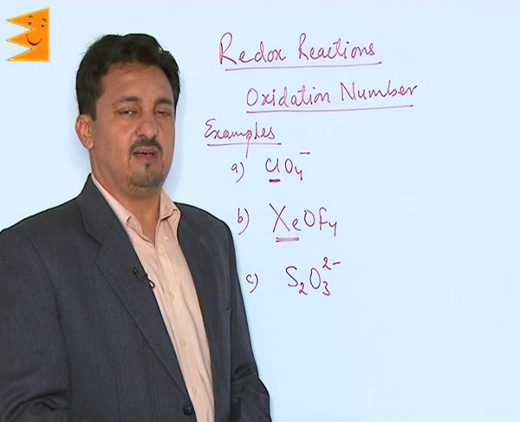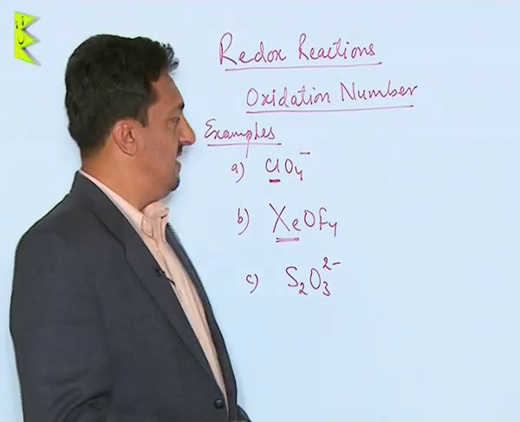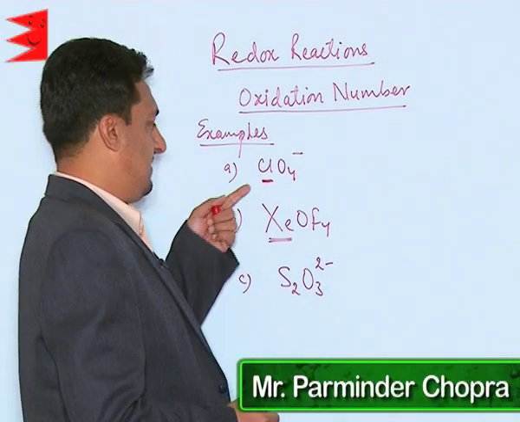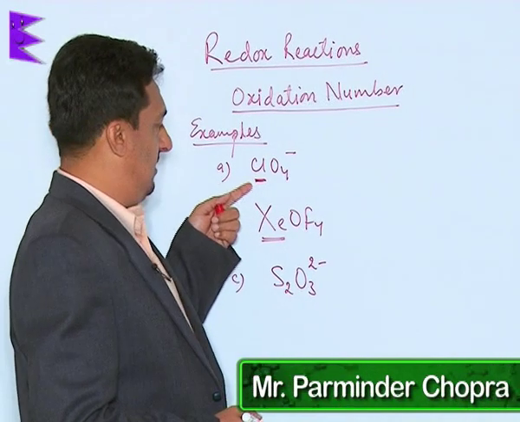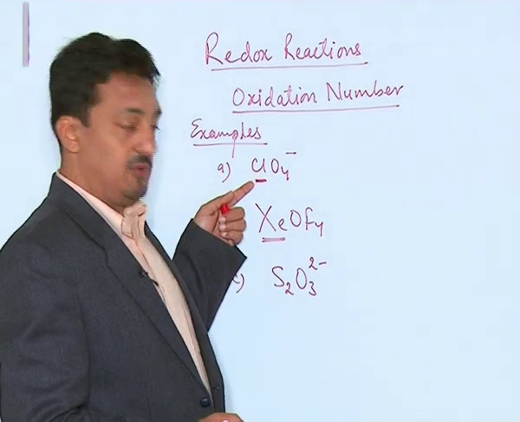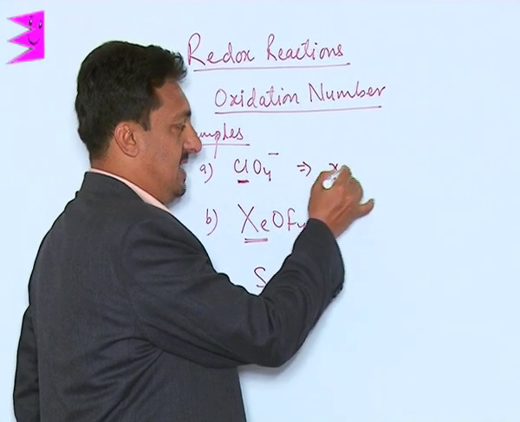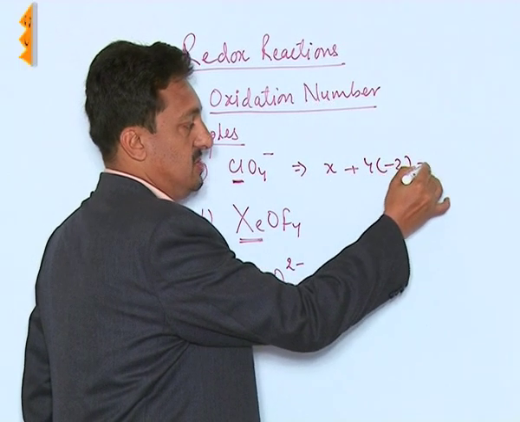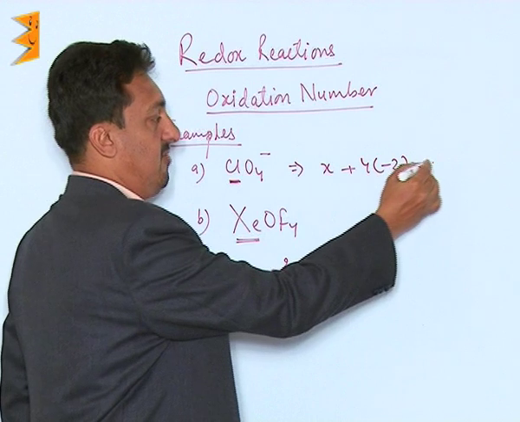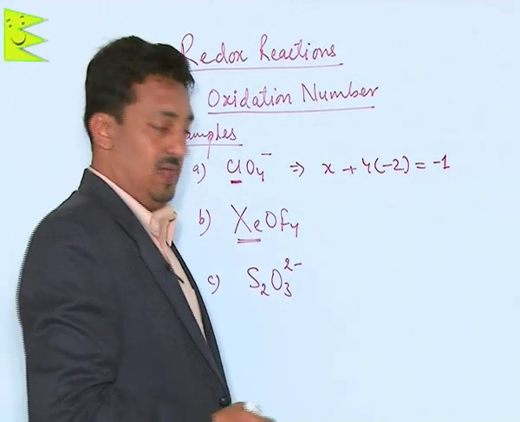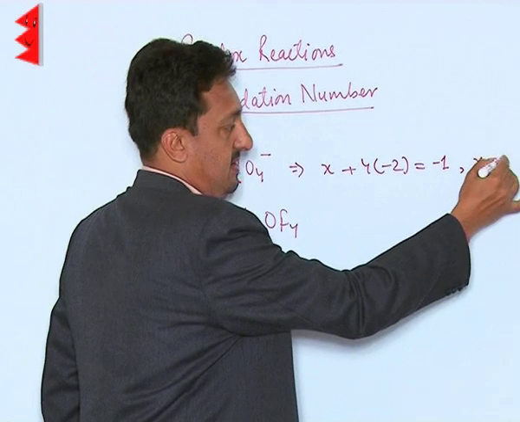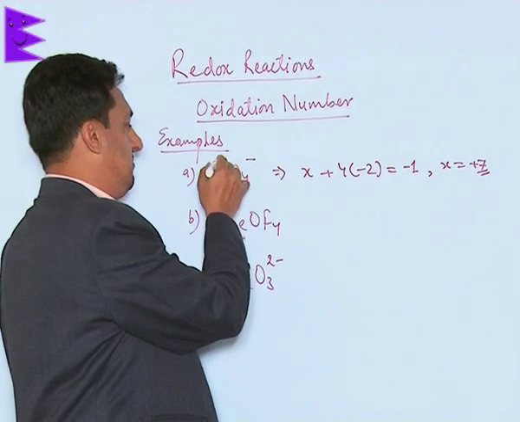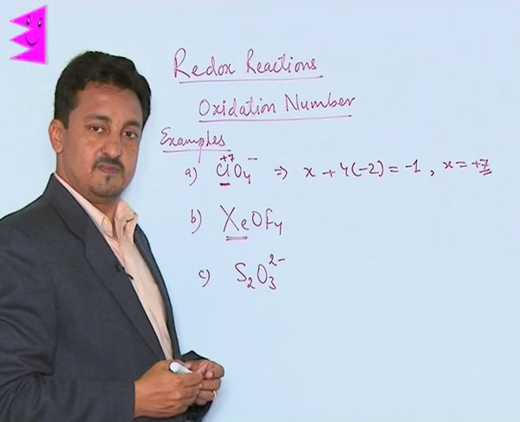Let us take some more examples of molecular species in which we are supposed to find the oxidation number of the main central atom. Let us take this perchlorate ion, in which we are supposed to find the oxidation number of chlorine. It can be assumed as X, and there are 4 oxygen atoms with -2 oxidation numbers, and all this is equated to the charge on the species, which is -1. On solving this, we find that X comes out to be +7. So the oxidation number of chlorine here is +7.